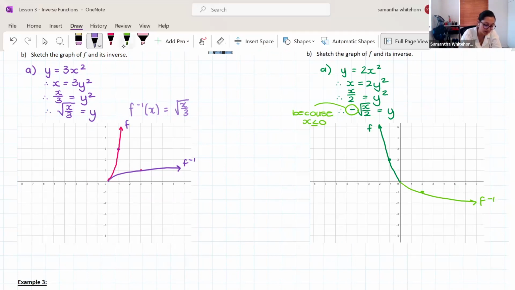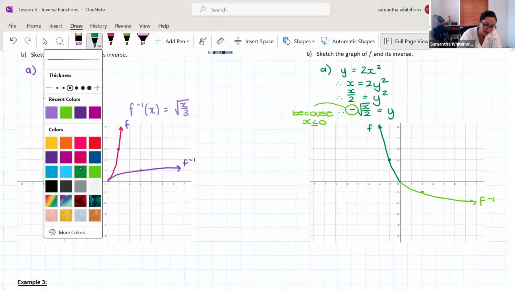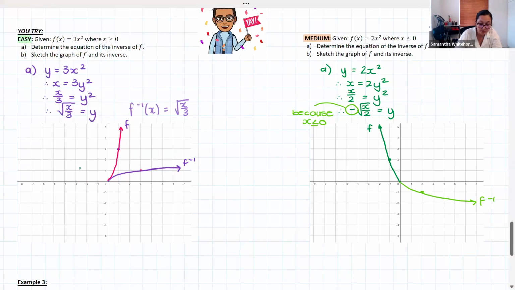Again, I've swapped the colors. It is what it is. We're just going to pretend I made better choices in life. Again, use the function notation. So f to the negative 1 of x is equal to minus root x over 2.